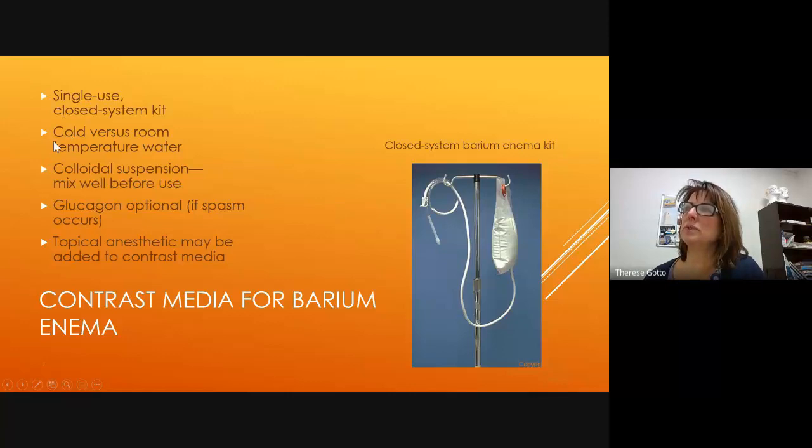You're going to use cold versus room temperature water. Now that is to prevent cramping. However, they do say that room temp water is fine, just not too warm, okay? The colloidal suspension that comes pre-mixed, you have to make sure you mix it well. If you're mixing your own with your own water, that's where the room temp water would come into play. You need to make sure it's mixed very well before you enter it into the patient. So it's not too thick and it's not too diluted.